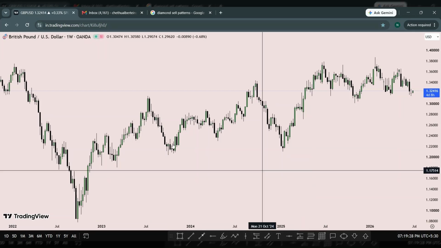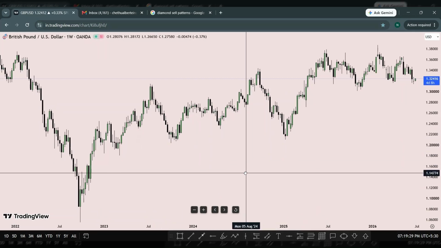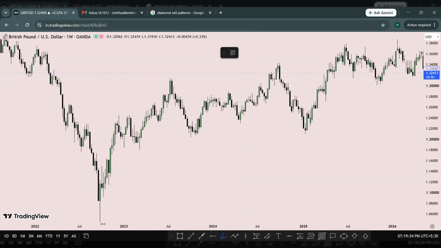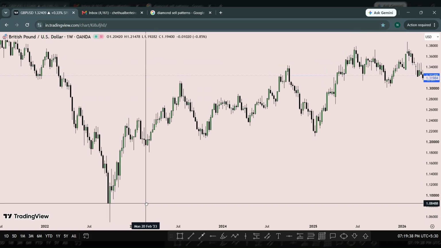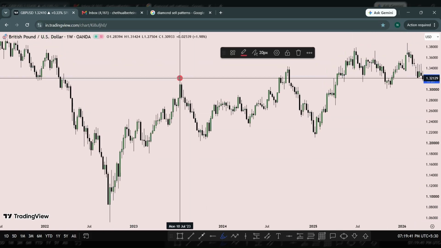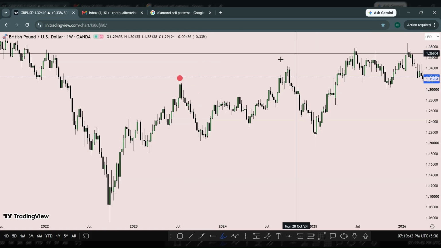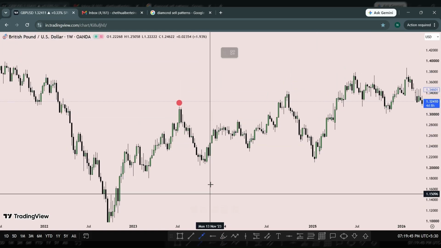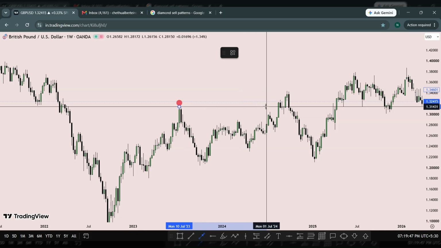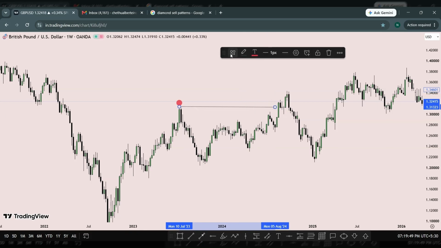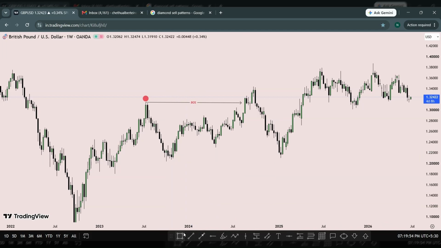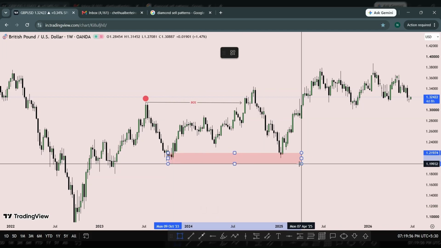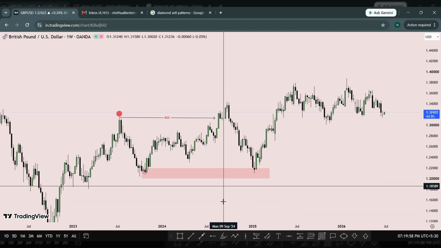Starting from the weekly chart, the GBPUSD. This is the great low here. From this zone, it created a new high. Then the market broke the structure. Let's consider this as a break of structure. And again, it tapped this extreme POI here. Then again, the market broke this structure also.